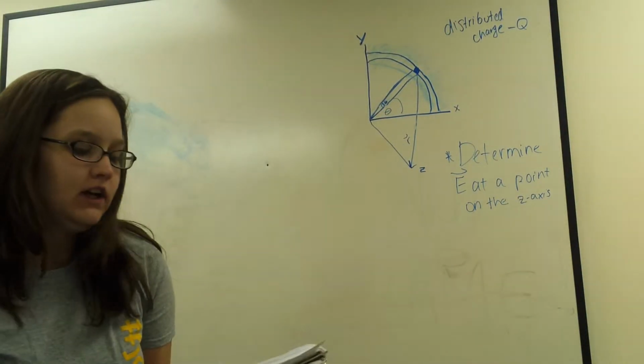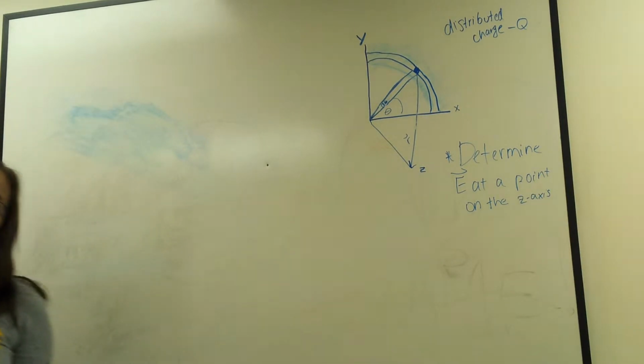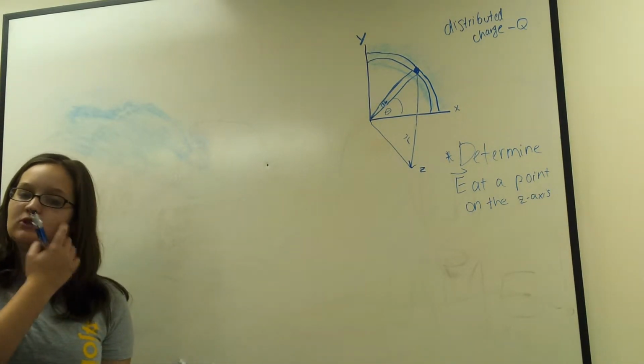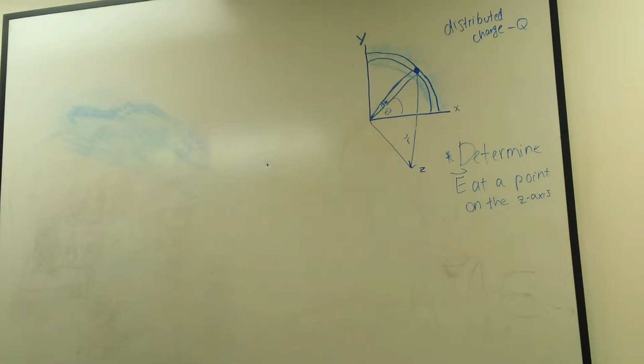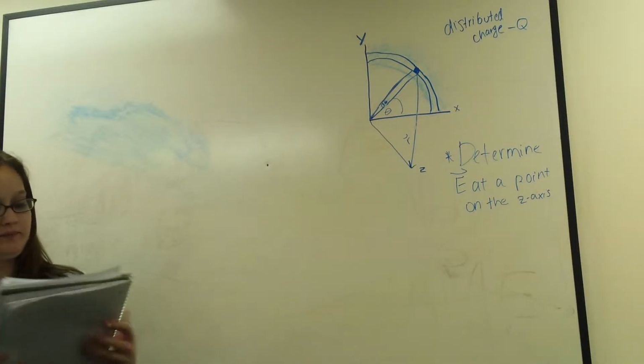So I'll be solving problem 4 of test 1, and I chose this problem because I missed the most points on my test on this problem. The problem statement includes this lovely picture, which I've drawn on the whiteboard, and it says that this rod, which is bent into a semicircular shape, has a distributed charge of negative Q. Our goal is to determine the electric field at a point on the z-axis.